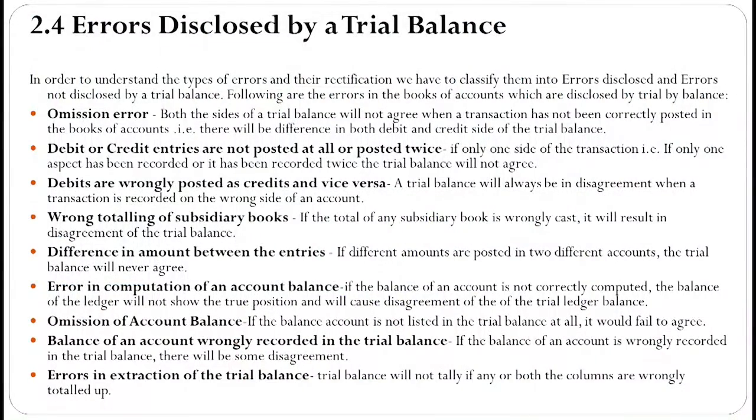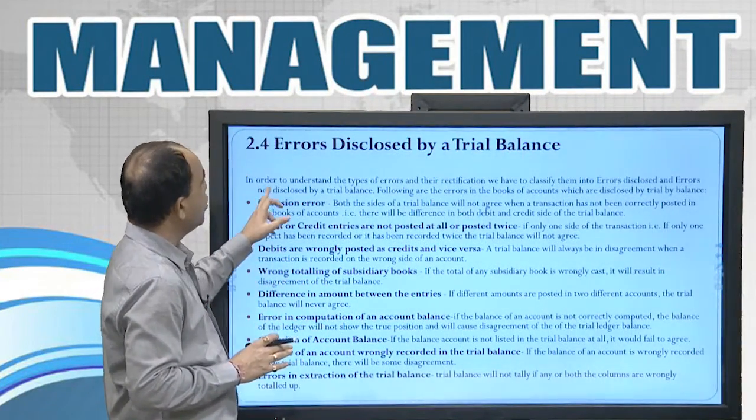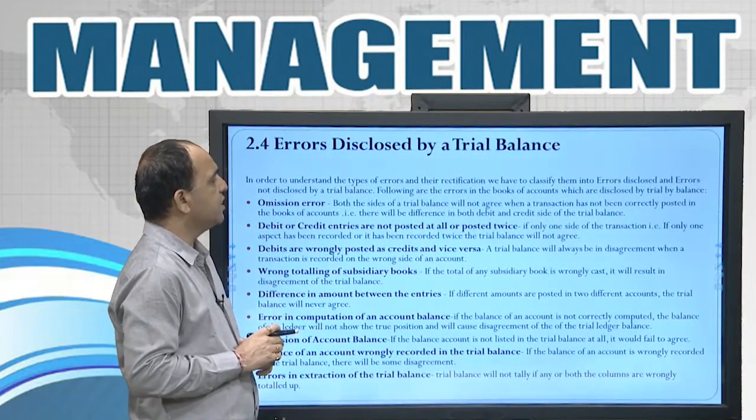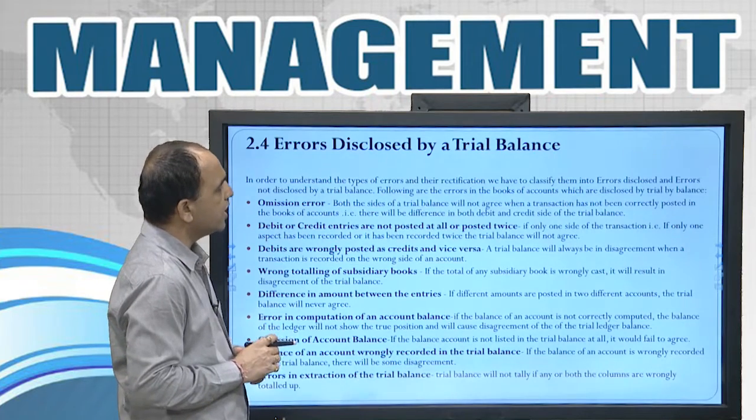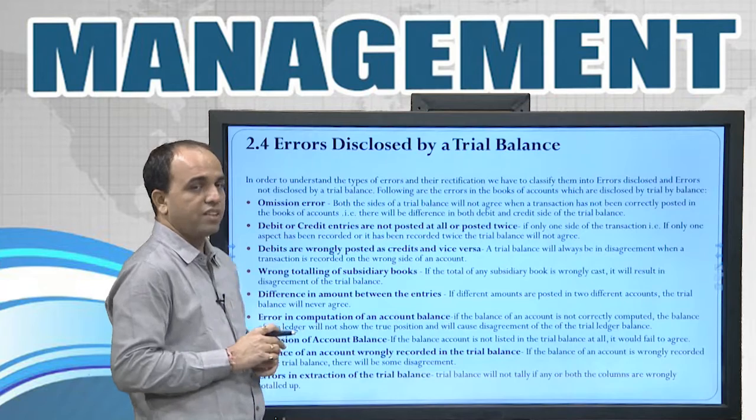Friends, the very important thing is errors disclosed by a trial balance. Unintentional omission or commission, right? It is called an error. So, unintentional omission or commission happens during the process of recording transactions. How to locate, how to identify, how to disclose that error when we are preparing a trial balance, that we are going to discuss. In order to understand the types of errors and the rectification, we have to classify them into errors disclosed and errors not disclosed by the trial balance.